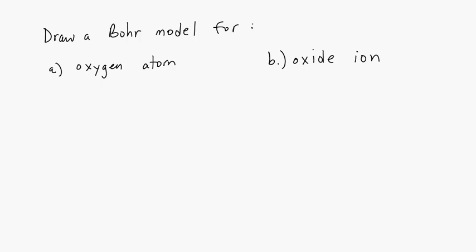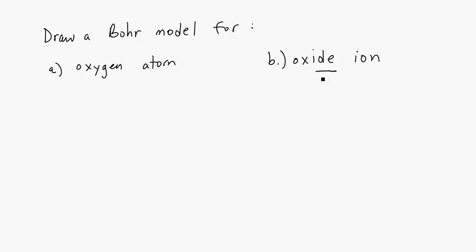In this video, I'm going to review how to draw Bohr models for atoms and ions, which you learned last year. So we'll use oxygen as our example. We're going to draw one for the oxygen atom, and then we'll draw one for the ion that forms. And you'll remember that with ions, the ending of the nonmetal changes to "ide." So if it was, say, a nitrogen atom, as an ion, you'd call it nitride.